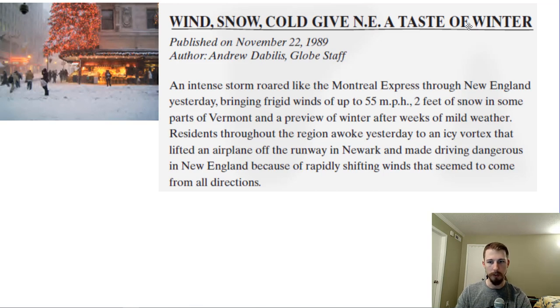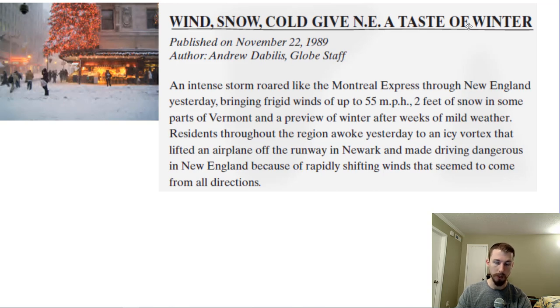November 22nd, 1989. Wind, snow, cold gives Northeast a taste of winter. An intense storm roared through New England yesterday, bringing frigid winds up to 55 miles an hour.